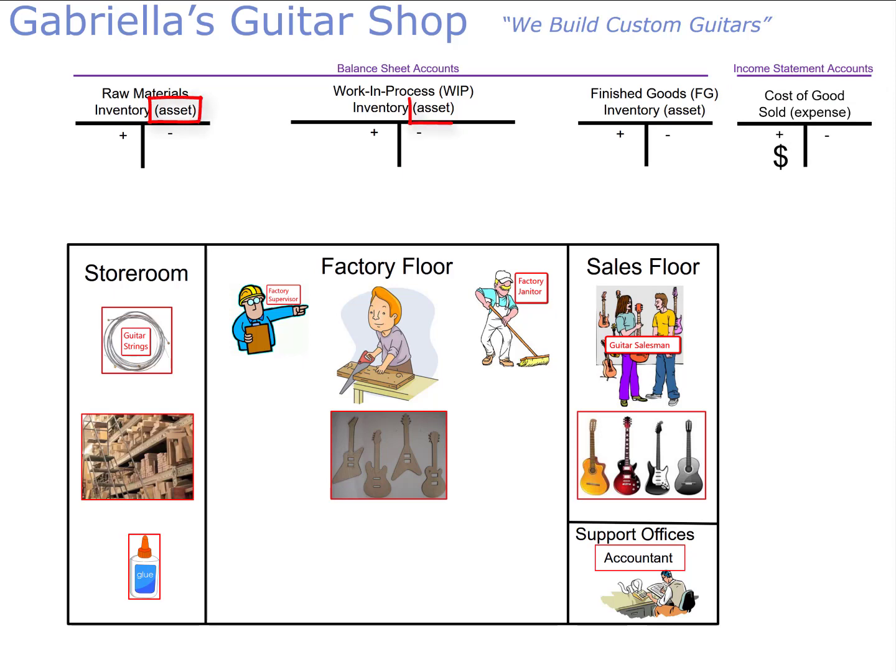Note that I've placed reminders on the slide that the three inventory accounts are assets and cost of goods sold is an expense. So that means, of course, that the inventory accounts are balance sheet accounts and cost of goods sold is an income statement account. Now, all these dollar amounts are costs, not the sales price that Gabriella will charge the customer. So let's review costs versus price once again.